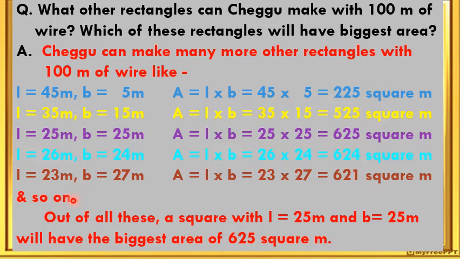Still many other rectangles can be formed. Out of all these, a square with length 25 meters and breadth also 25 meters will have the biggest area of 625 square meters. So Cheggu's plan was to get a square land of length and breadth 25 meters and area of 625 square meters using 100 meters long wire.